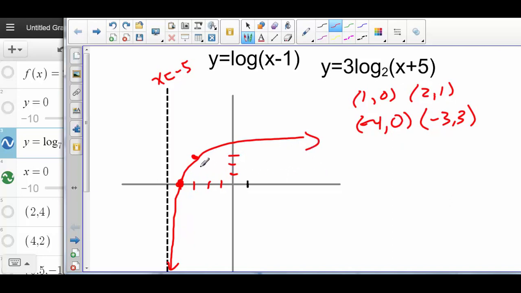Just one last note, I guess. With all of these, our domain will always be the values to the right of the asymptote. So in this case my domain is x is greater than negative 5. And although it looks like this flattens out considerably, it does continue to go up. And so my range for all of these will be y is just any real number.